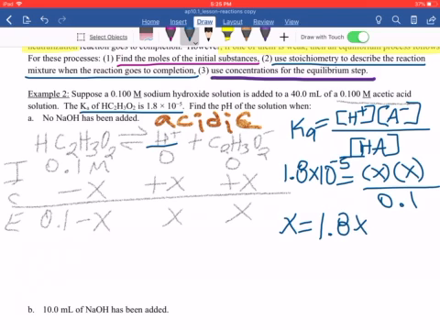1.3. Let me go back. 1.3 times 10 to the negative 3. All right, that one's easy.